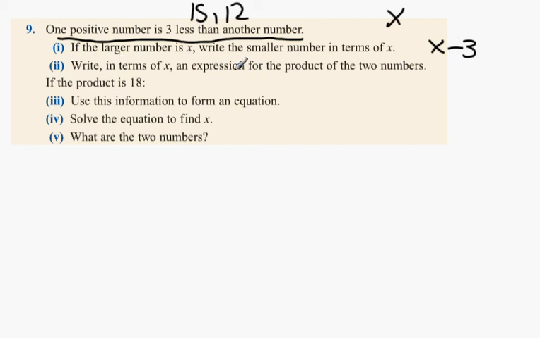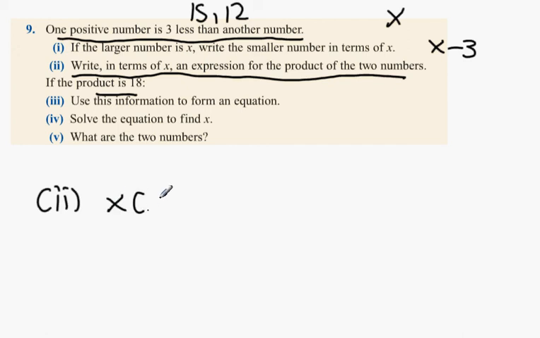Write in terms of x the expression for the product of the 2 numbers. So Luke, what's the product of the 2 numbers? 18. It is, but I mean just before the 18. The information for 18 hasn't come up yet. X squared. Yeah. X multiplied by x minus 3, which is x squared minus 3x. Perfect.